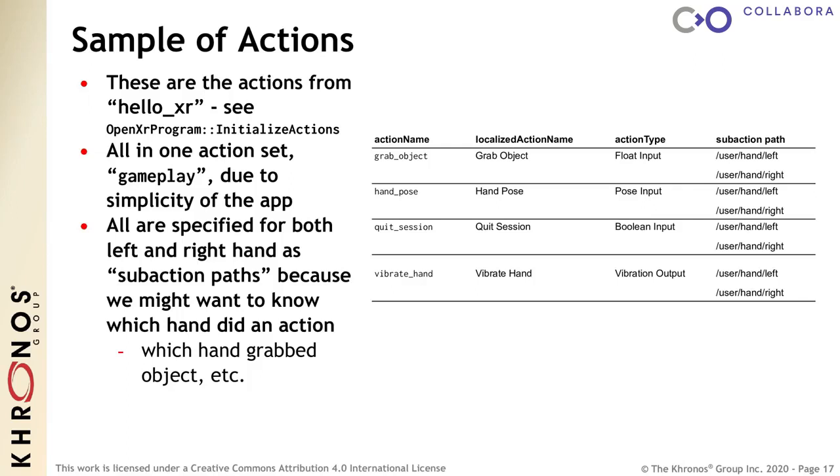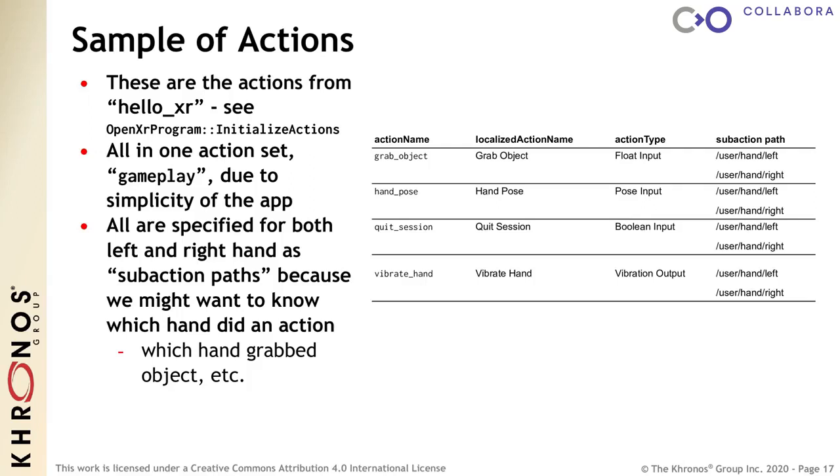To make this a bit more concrete, I've gone through the sample Hello XR application that's in the OpenXR SDK source and compiled the actions and bindings that are used there. The Initialize Actions member function is where these get set up if you want to look at the source code on your own later. All these actions are in a single action set because the application is very simple. And all of these actions are specified for both the left and right hands.